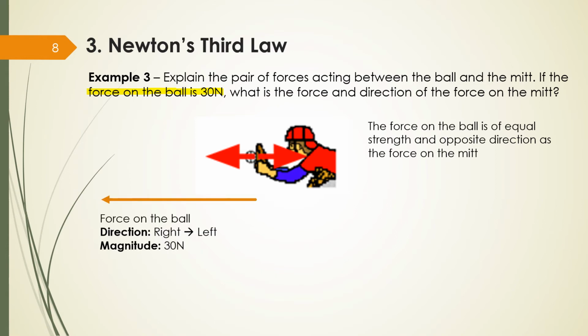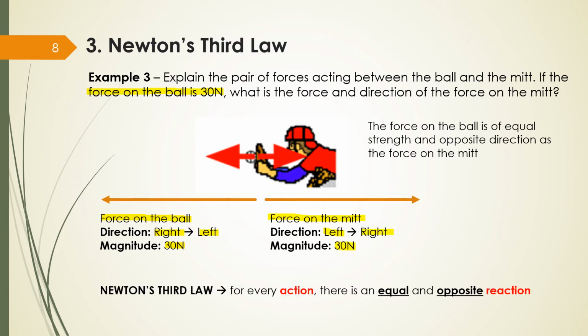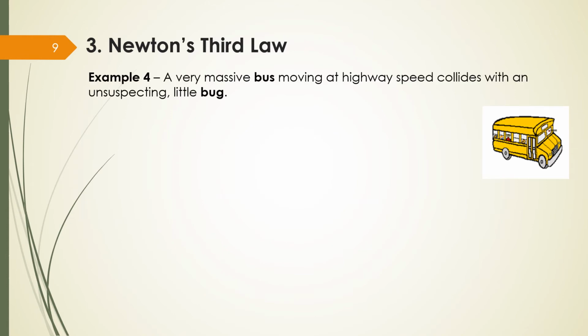So if I have this force as 30 newtons from right to left, that is going to be the force on the ball. What can we say about the opposite force? So the direction, the force on the meat will be left to right, and the magnitude will be 30 newtons. So according to Newton's third law, for every action, there is an equal and opposite reaction, or a force pair. Let's do another example.